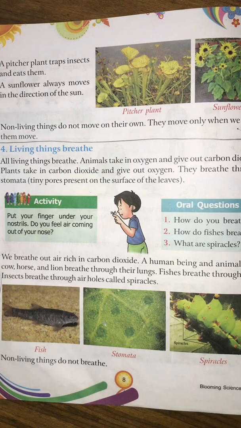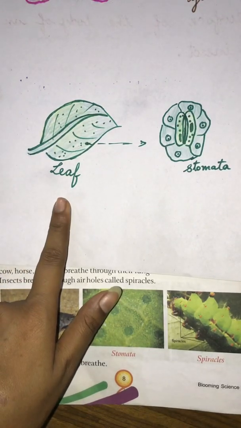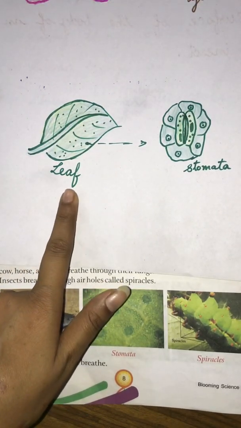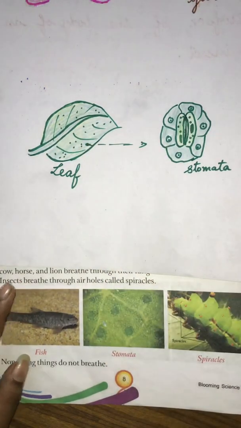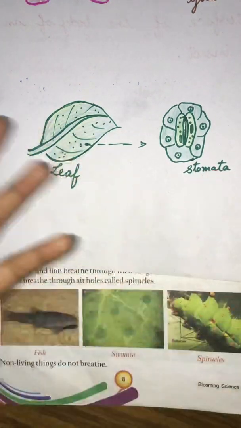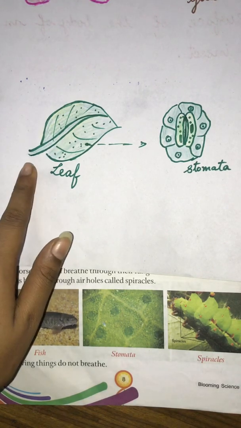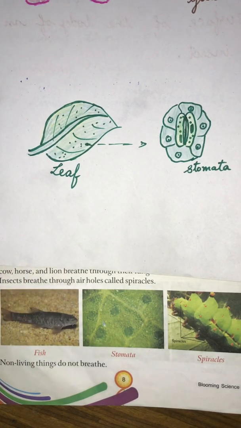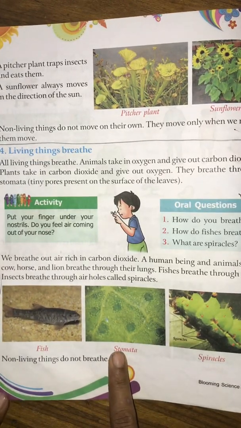What is a stomata? Tiny pores present on the surface of the leaves. I'll show you the picture. This is a leaf. Leaf breathes with the help of the stomata. Stomata are the tiny pores that are present on the leaves. Now children, we cannot see stomata. This is a very simple picture of a stomata. You can search it on the net also. Leaves breathe with the help of tiny pores and that tiny pore is called stomata. This is stomata. Clear children?